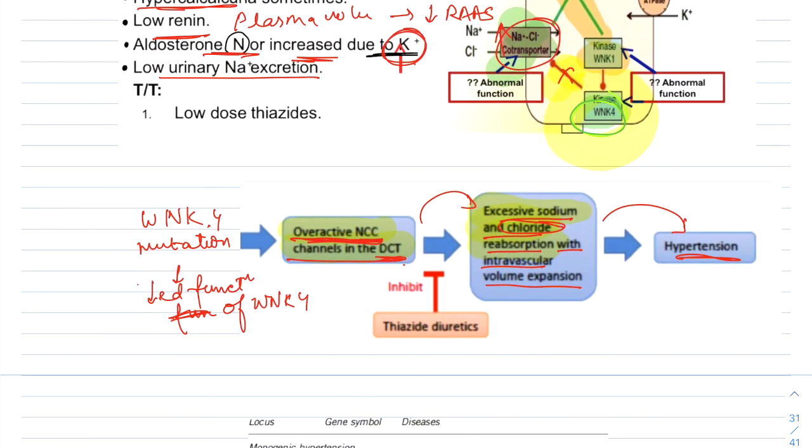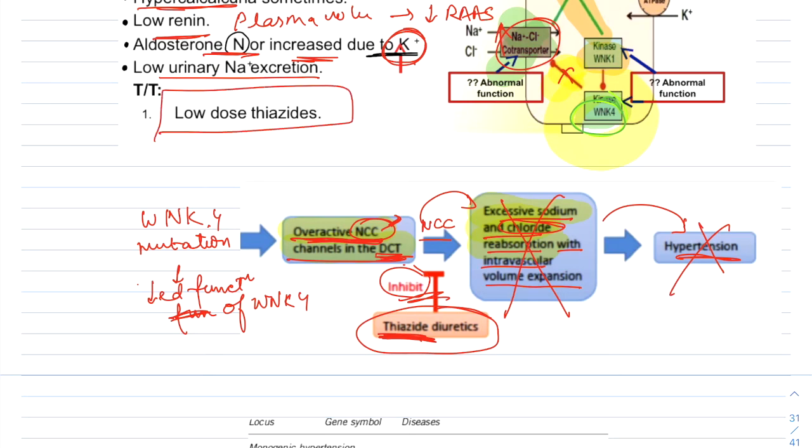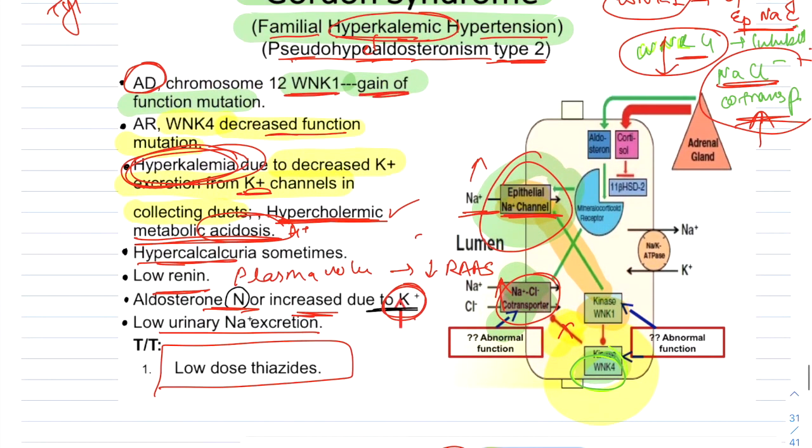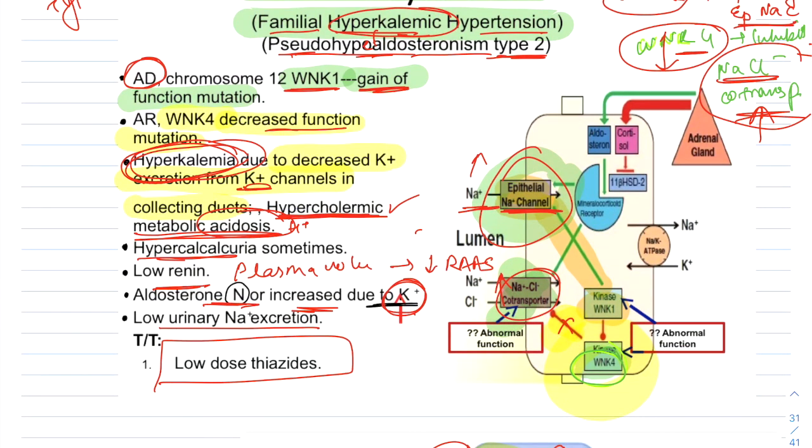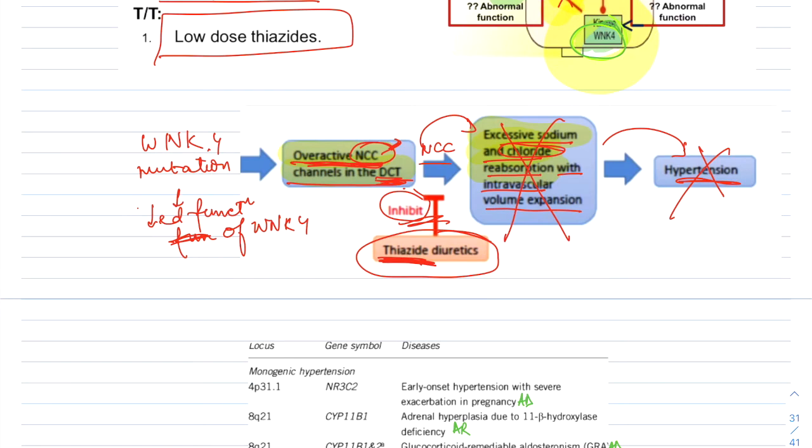So what is the treatment of Gordon syndrome? The thiazide diuretics inhibit the sodium chloride cotransporters in the distal convoluted tubules. The main mechanism of thiazide action is the inhibition of the sodium chloride cotransporters, thus inhibiting this excessive sodium chloride reabsorption and preventing hypertension. So the treatment of Gordon syndrome is low dose thiazides. So this was about Gordon syndrome, which is associated with hyperkalemia and hyperchloremic metabolic acidosis. This was the last in my list of the hereditary causes of hypertension.